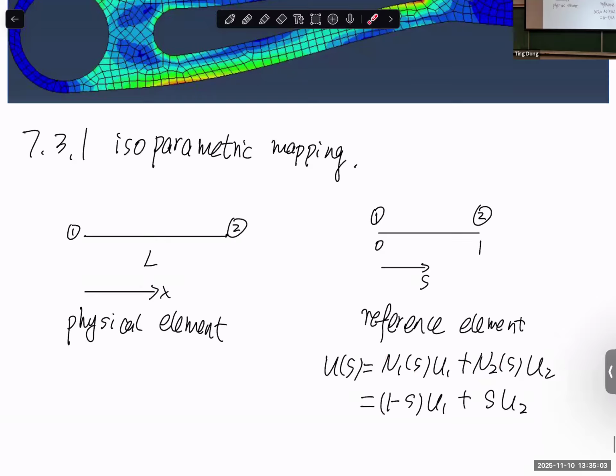We can consider this the simplest situation for mapping. This is 1D mapping. We simply set s equal to x over L. So no matter what the edge length L is, it's always from 0 to 1. And this is the 1D mapping.